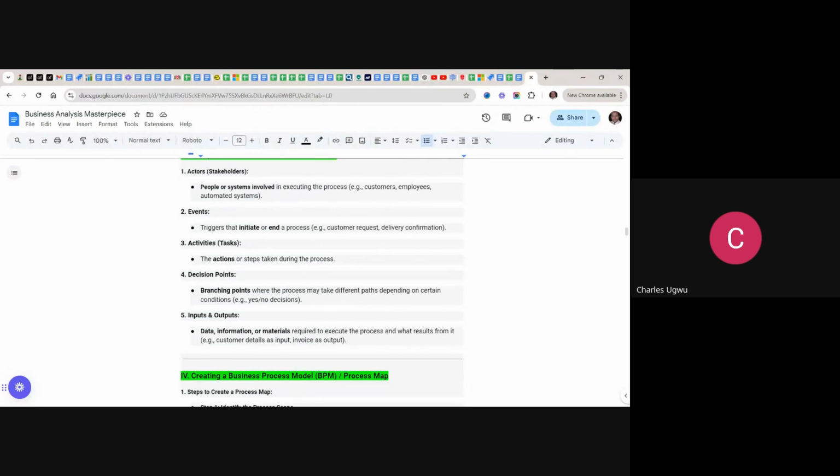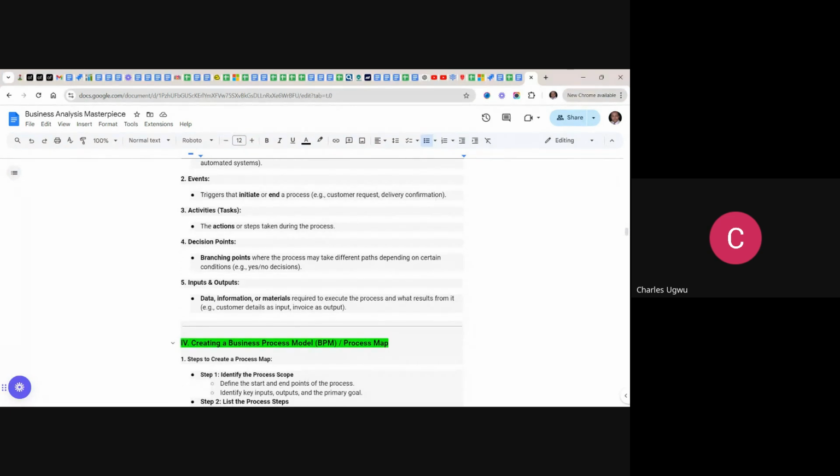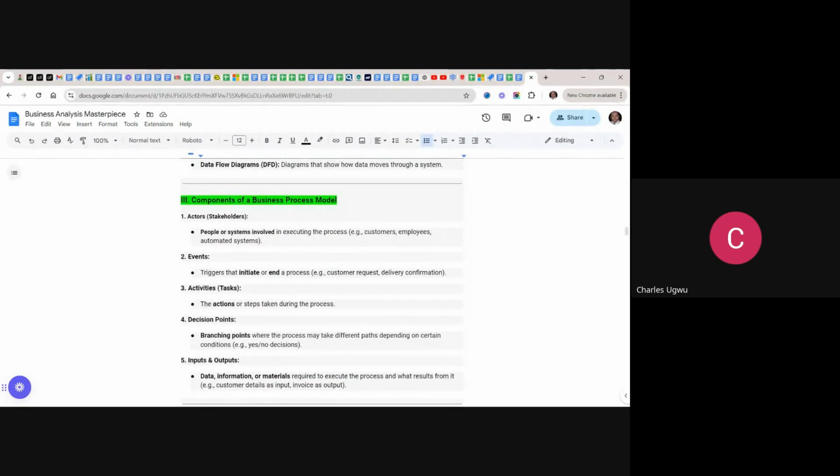Then we have number 5, input or output: data, information, materials required to execute the process, and what results from it. For example, customer details as input, invoice as output. So these are the various components we have to put at the back of our mind when we're planning to start modeling our processes and requirements.